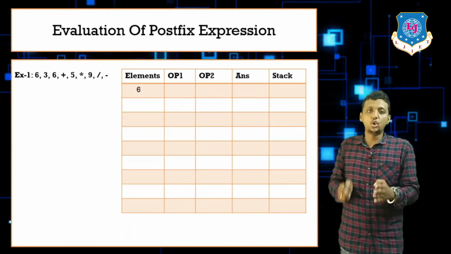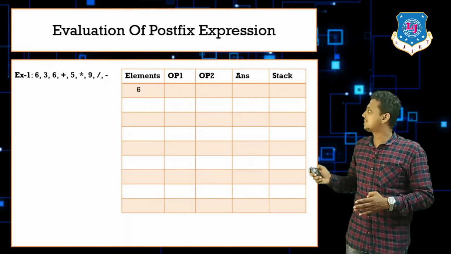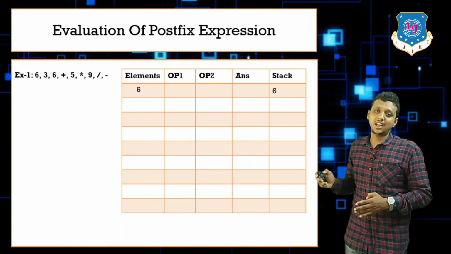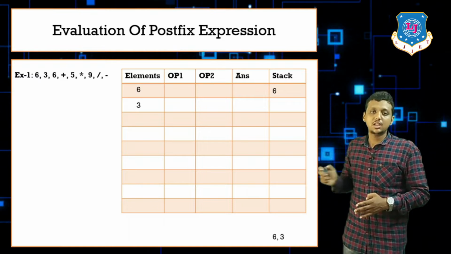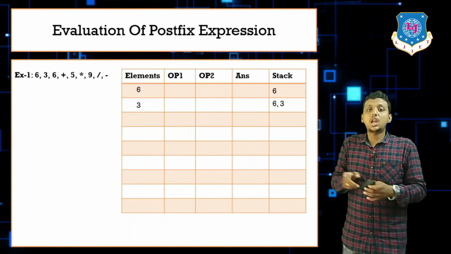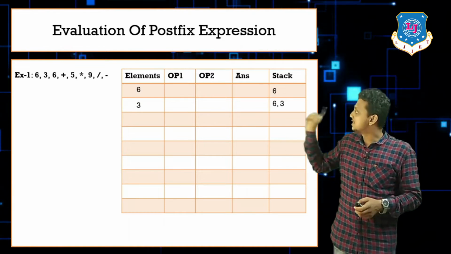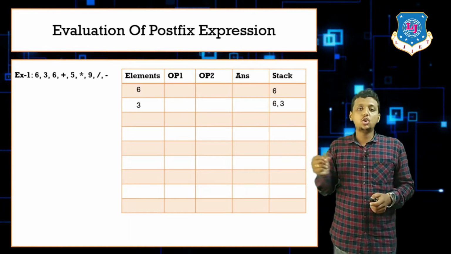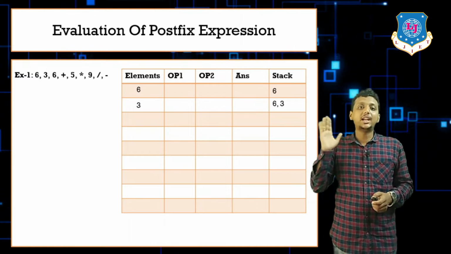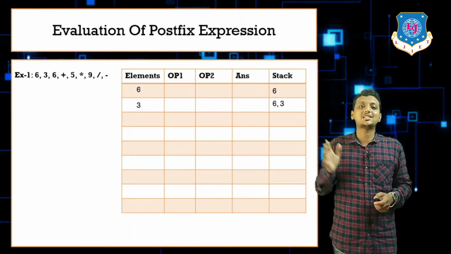Okay, so I'm just doing the same. We have the 6 with us, push inside the stack. Next we have 3 with us, push inside the stack. So now my stack becomes 6 comma 3. My top pointer is pointing at 3 because 3 is the last inserted element.